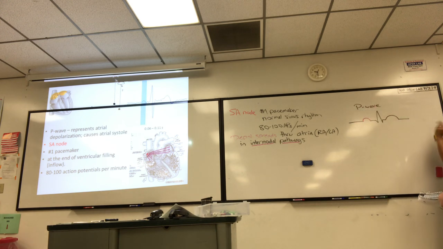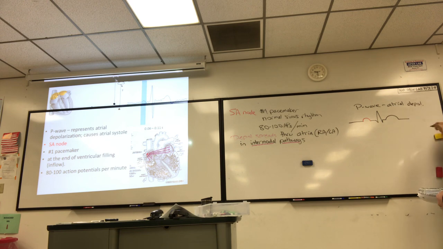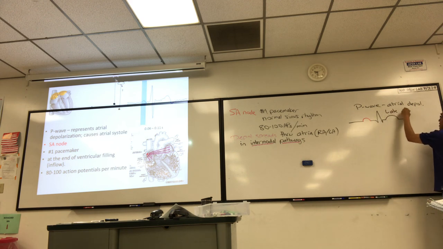So we're talking atrial depolarization. That's what this represents. Now, it's not atrial systole, but it causes atrial systole. So this is immediately before atrial systole. And if you recall, during our cardiac cycle, atrial systole was the last of the ventricular filling. So this is occurring during late diastole in the cardiac cycle. And we're going to make these connections. So P wave, associate that with late diastole.